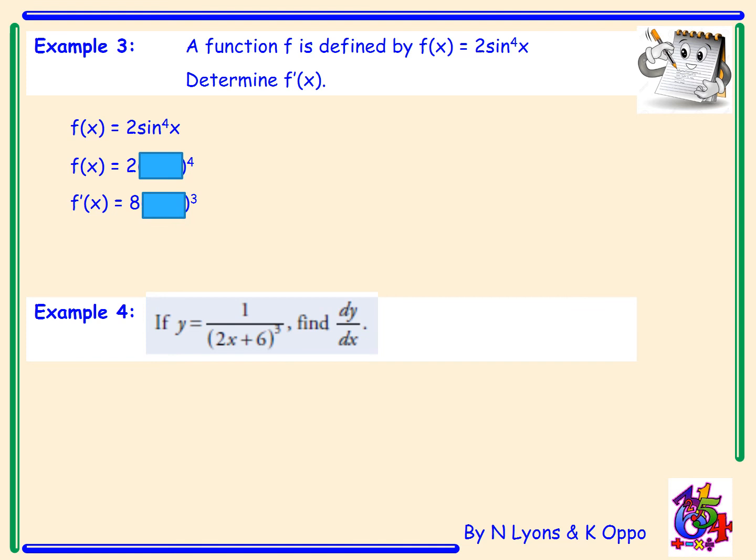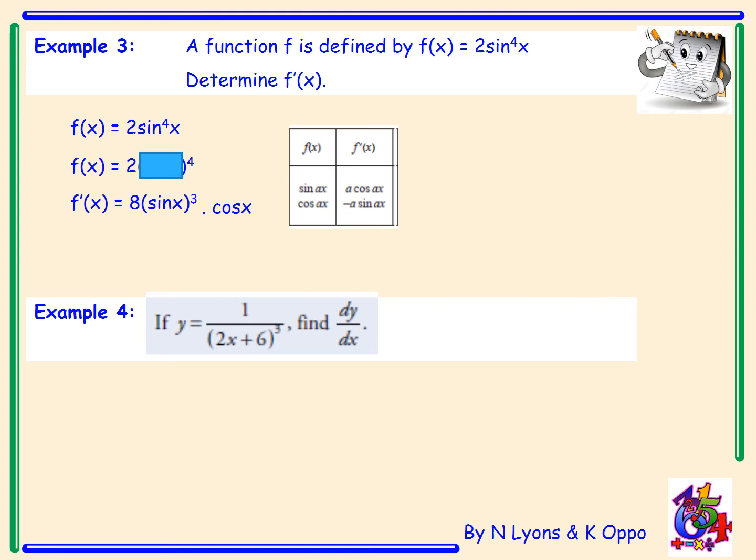So f dash x equals 8 times the bracket to the power 3. I'm going to unveil the bracket, it's sine x. I'm going to differentiate inside the bracket. Remember our table of standard derivatives? If I differentiate sine x, the derivative is cos x. So that gives me cos x outside the bracket. Okay, tidying it up, f dash x equals 8 sine cubed x cos x.